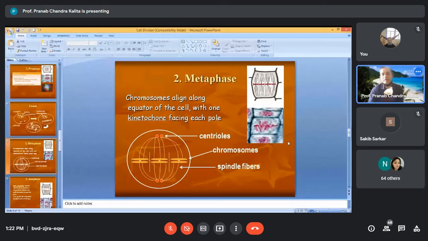Metaphase. So what is the major event in the metaphase? Chromosomes align along the equator of the cell. You can see the chromosomes are aligned along the equator of the cell with one kinetochore facing each pole.